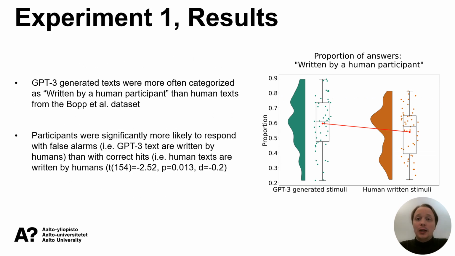With methods from signal detection theory, we analyzed whether the participants were more likely to identify human written text correctly or to answer that GPT-3 generated texts were written by humans. The results show that actually in this experiment, GPT-3 responses were significantly more often evaluated as human written than human written texts. On the figure on the right, you can see the average proportion of written by human participant answers for each stimulus in the experiment.